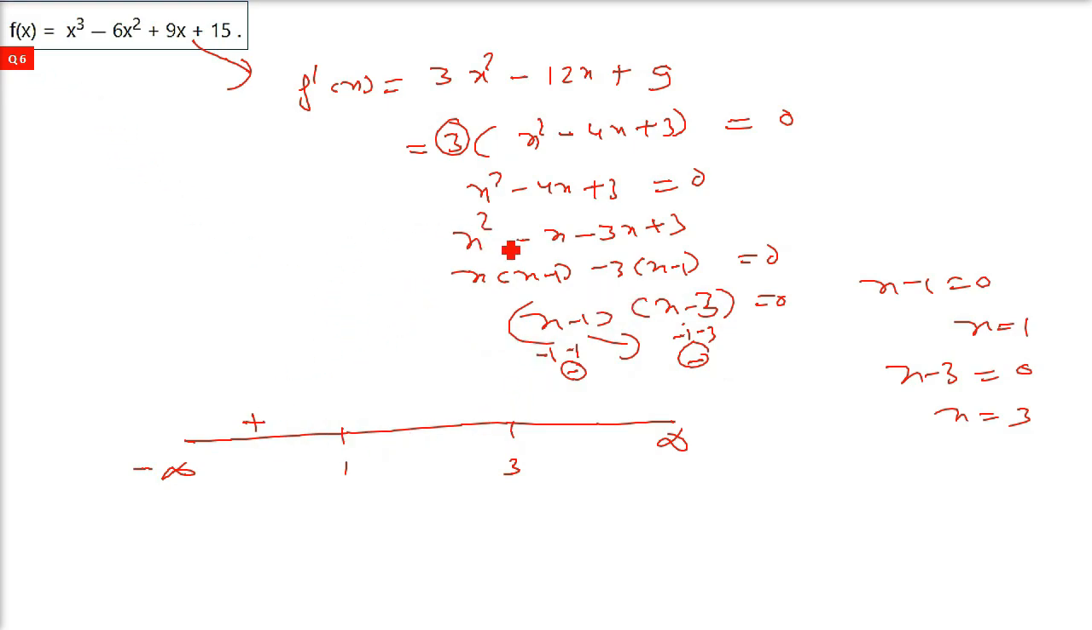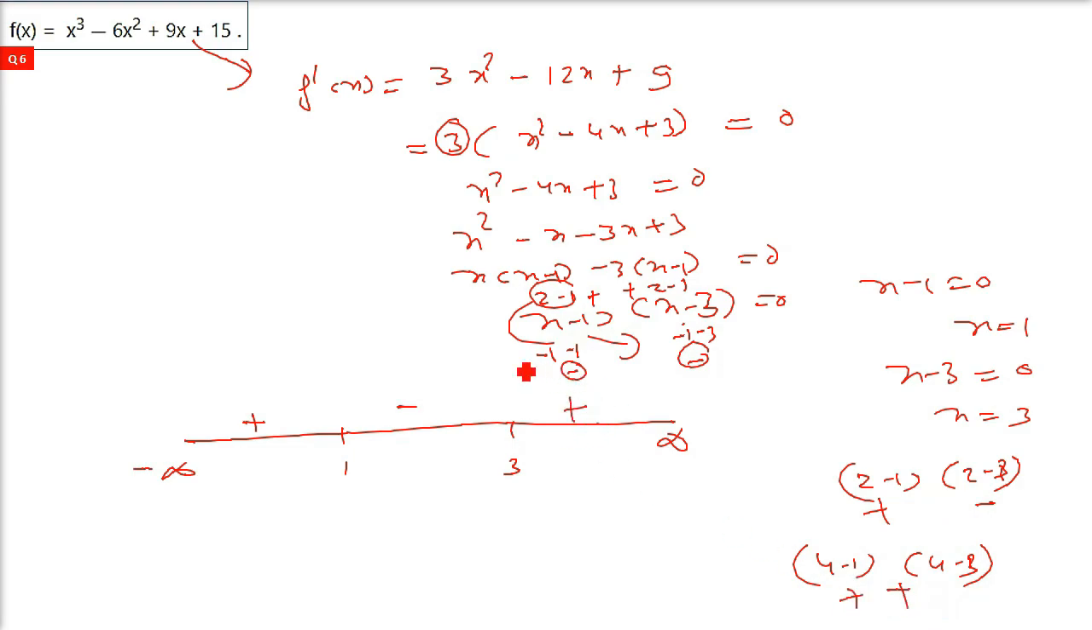Again, let us take a value between 1 and 3. Say we place value 2. You will get a negative, because 2 minus 1 is 1 and 2 minus 3 is negative, so positive into negative will be negative only. So any value between 1 and 3 gives negative. Any value which is lower than 1, you got positive. How about 3 and infinity? Let us place 4 here. 4 minus 1, 4 minus 3. You have to properly place the value and find out whether the sign is positive or negative.